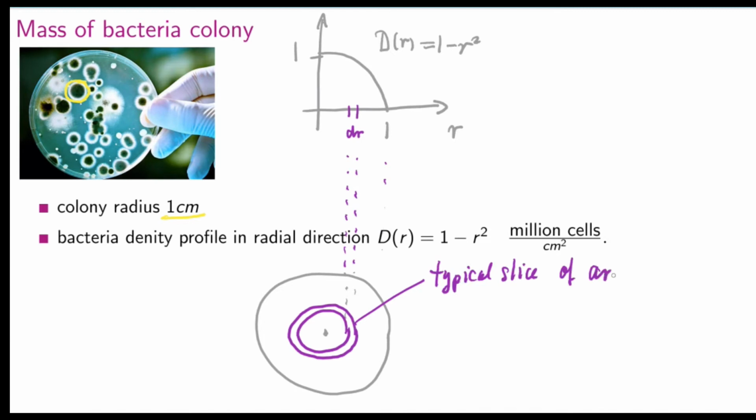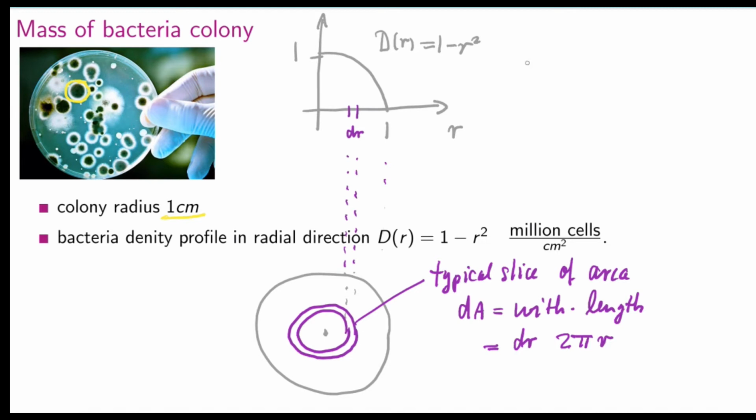And what is the area? The area of this typical slice, I call this maybe dA. This would be width times length. So then the width would be dr. And the length is just the circumference of a circle, so it is 2 pi r. So then we have a little formula for this area.